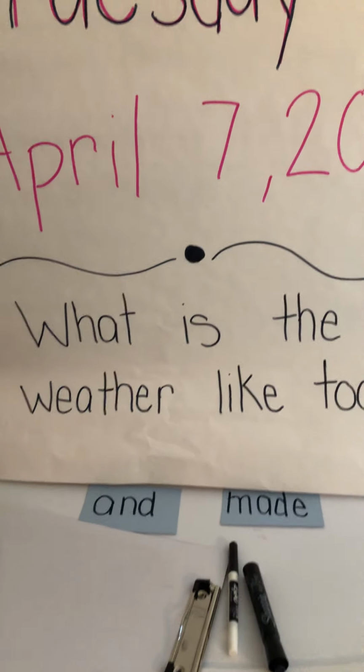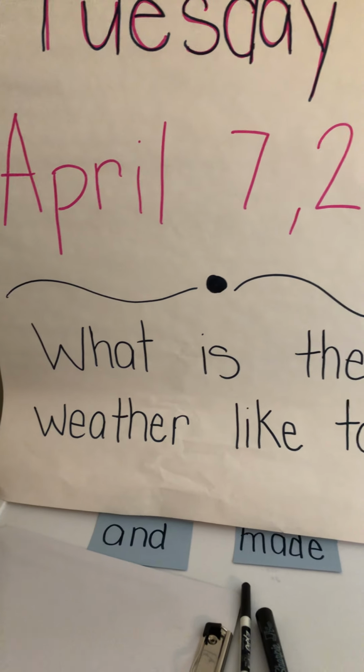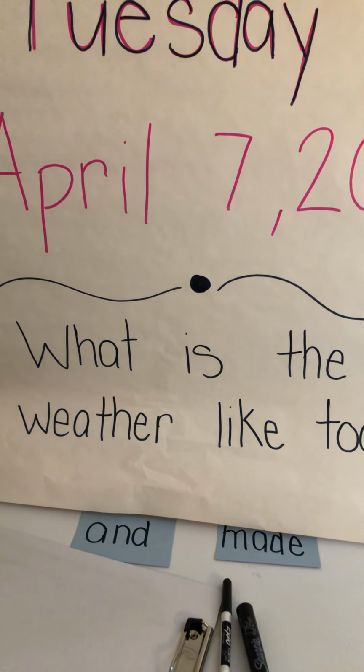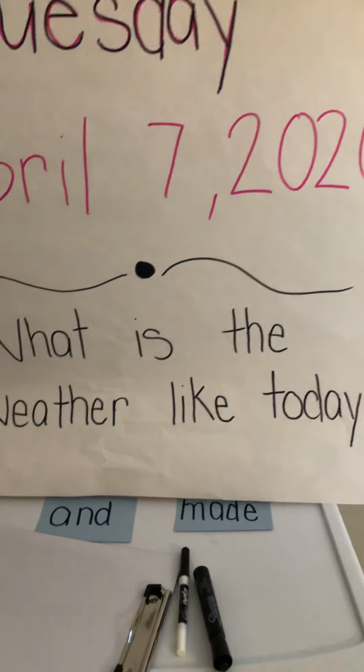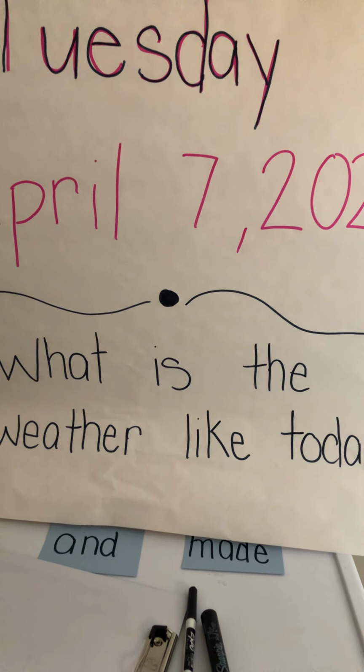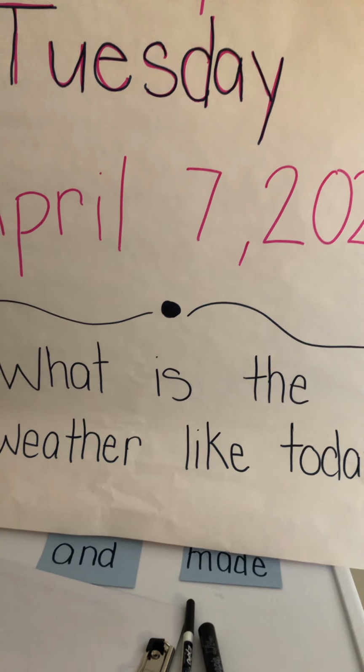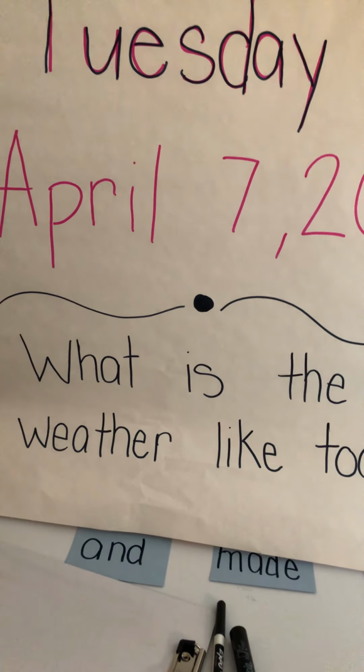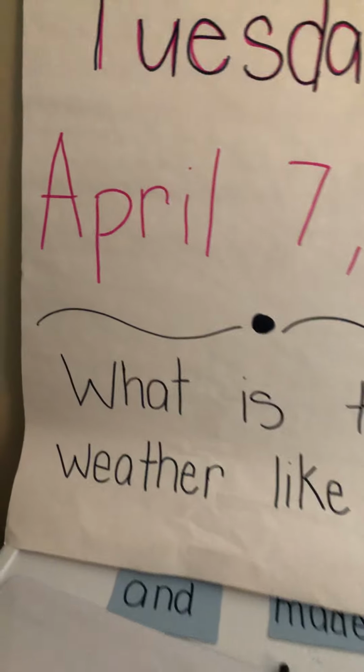And what I want you to do is talk to somebody in your house about what the weather looks like today. So I want you to go outside or look out a window, and explain to them what our weather looks like today. And then I want you to tell me over Google Classroom.